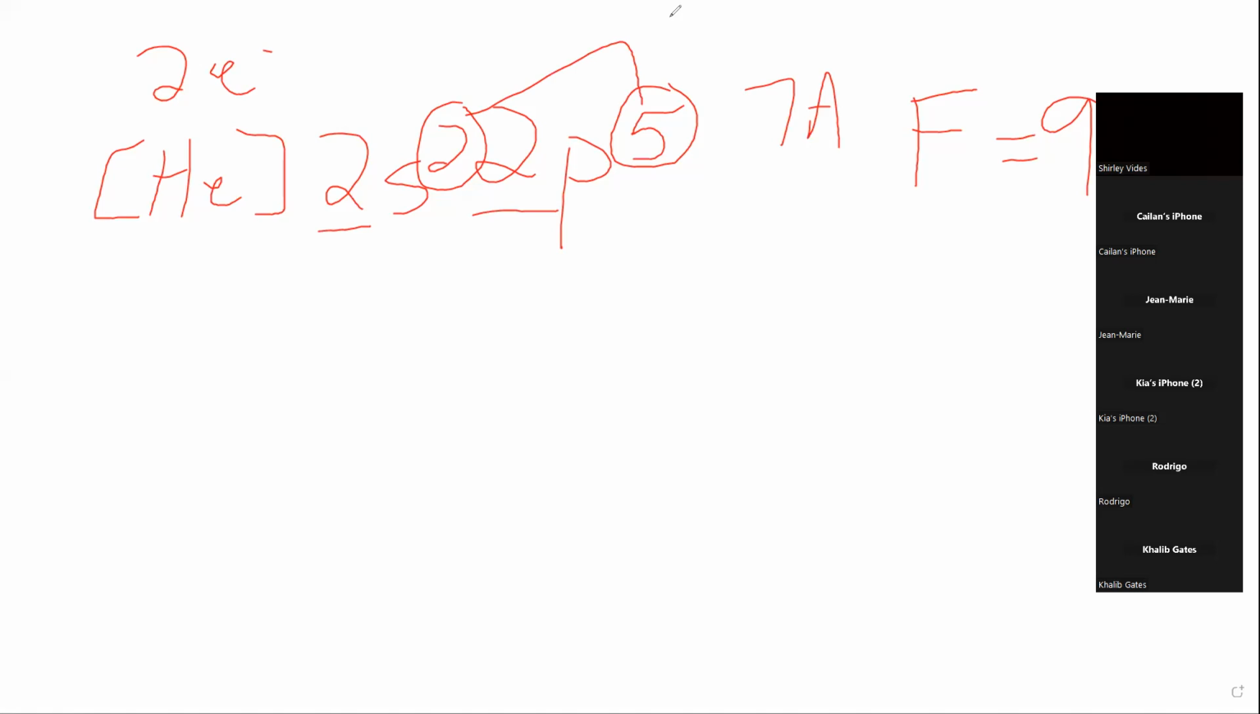Okay, let me go another one. Okay, which element is this one?